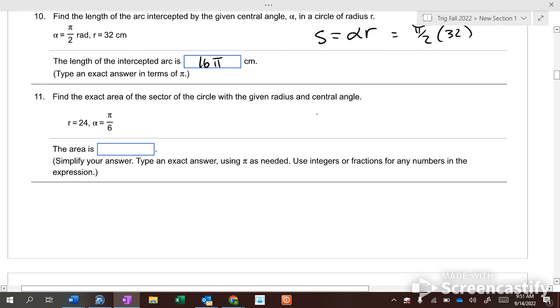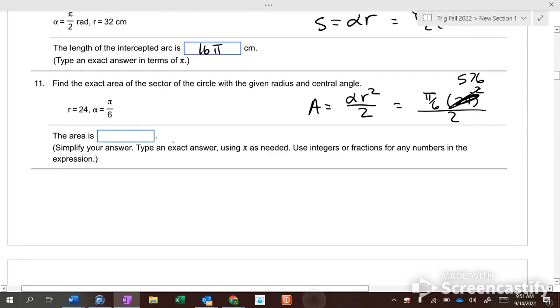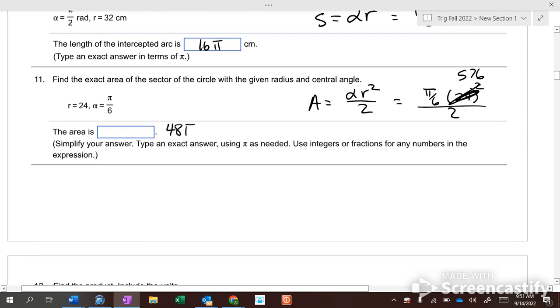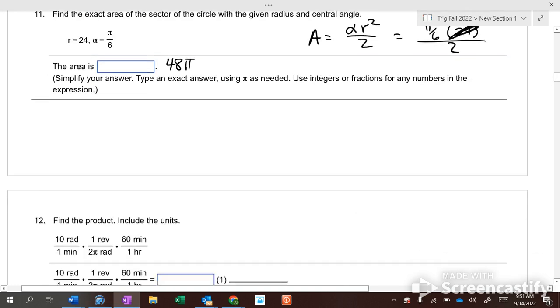Sector of the circle. Sector area of a circle, area equals alpha R squared divided by 2, right? So alpha is pi over 6 times 24 squared divided by 2. Well, 24 squared is 576. 576 goes into 6 quite a few times. Goes into 2 a few times. So do we end up with 48 pi? Okay.